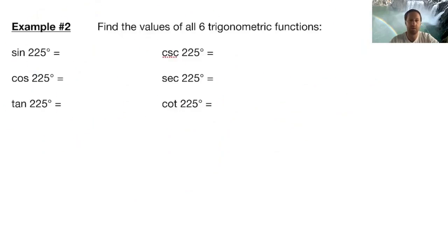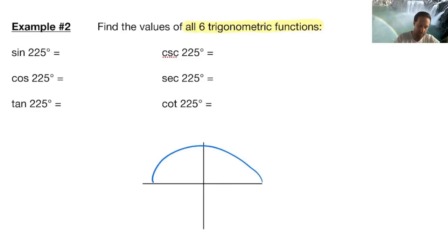So in example 2 here, they want us to find the values, all 6 trig functions for this angle, 225 degrees. So what I'm going to start by doing is actually finding where that is located by, again, a simple drawing. And 225 degrees is definitely more than 180, but less than 270.